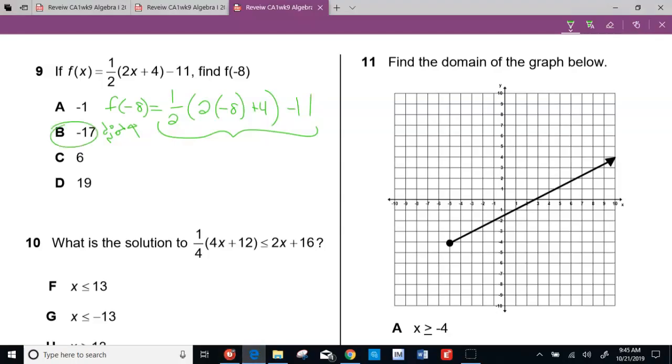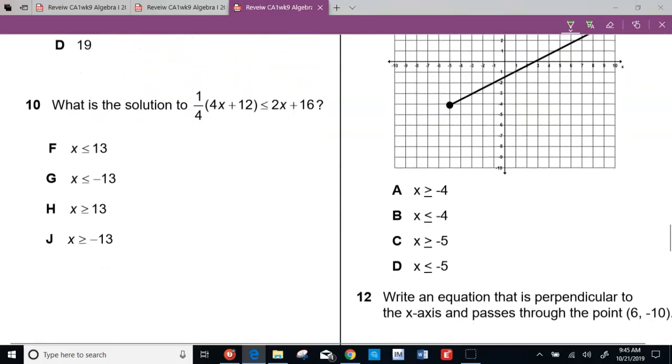Moving on to number 10 now. Number 10 is extremely similar. What they want us to do now is to find the solution. Since this is an inequality, you can't use nsolve, or plug it in and just chug out an answer. What you have to do is graph this. So let's go ahead and graph this, and I'll show you how to read the graph.